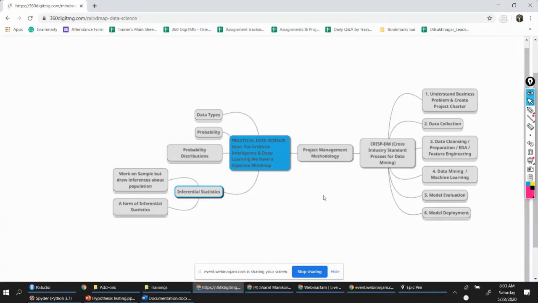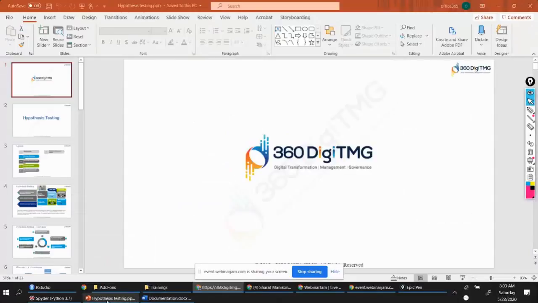Now, let me talk about a couple of examples and then we will come back to this mind map, which is hosted on our website, 360dgtmg.com/mindmap-data-science. But let us start with the discussion here.